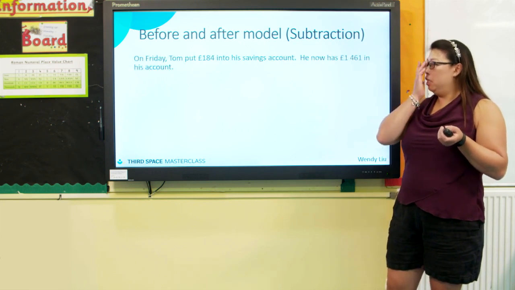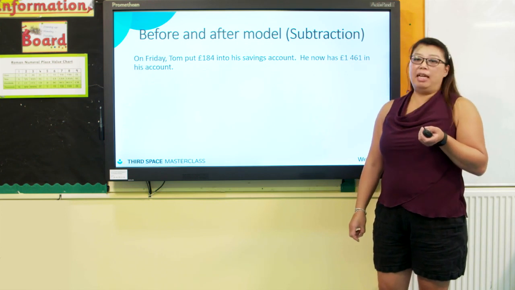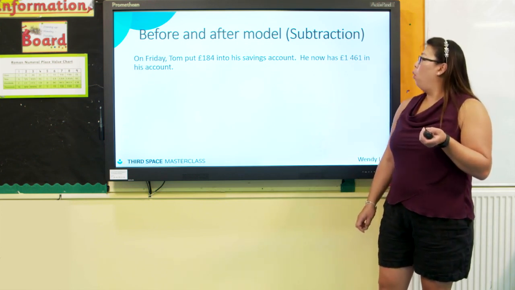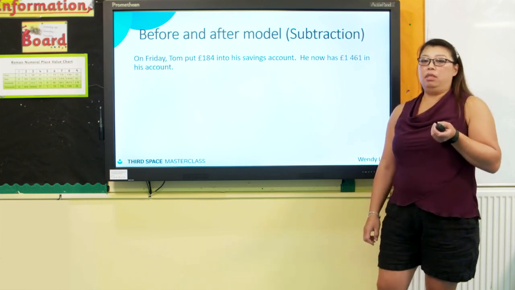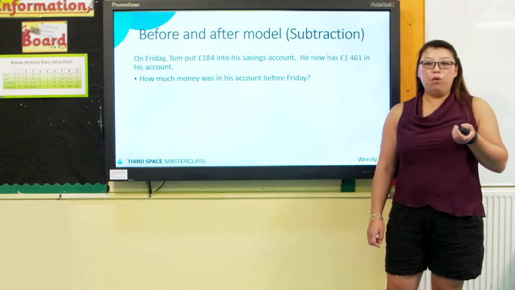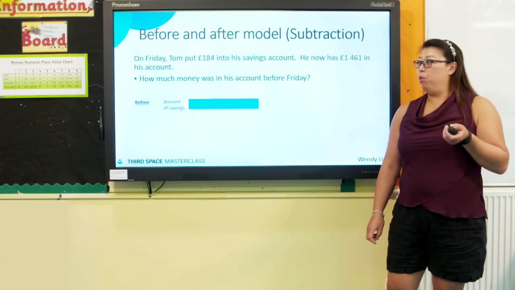Okay, now one to do with subtraction. On Friday, Tom put £184 into his savings account. He now has £1,461 in his account. The question is, how much money was in his account before Friday? So again, we model before.